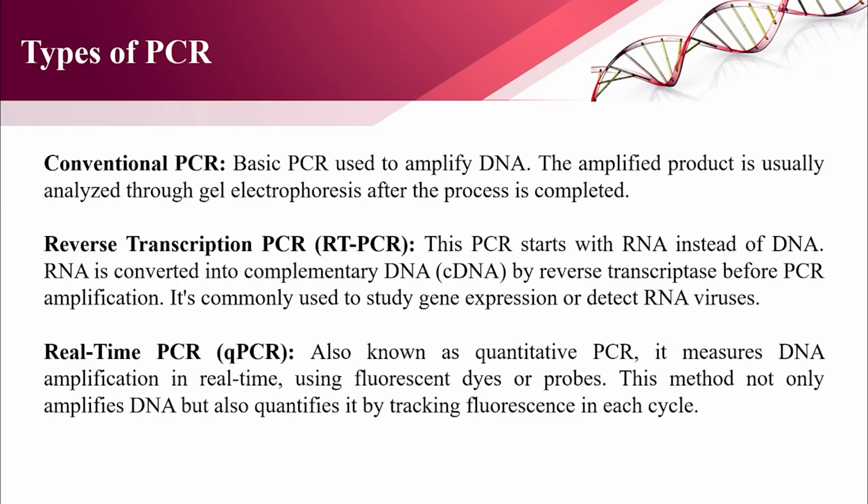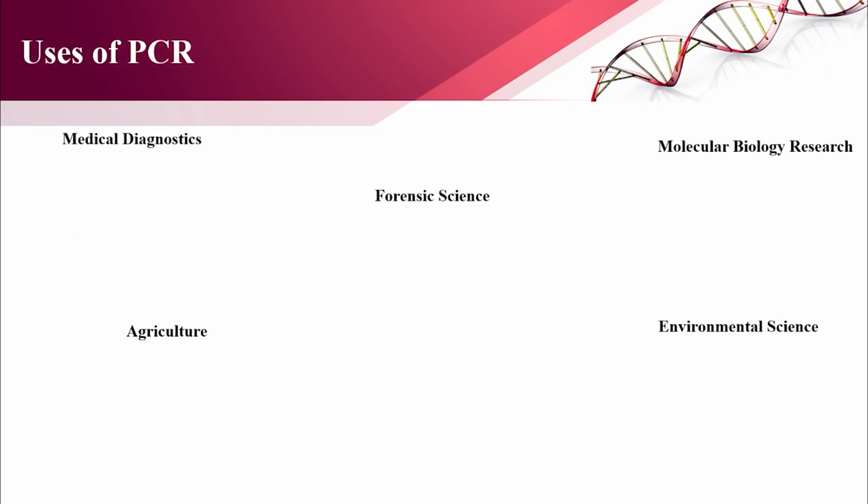This PCR starts with RNA instead of DNA, and RNA is converted into complementary DNA, cDNA, by reverse transcriptase before PCR amplification. It's commonly used to study gene expression or detect RNA viruses. The third one is the real-time PCR, which is called qPCR or quantitative PCR, to measure DNA amplification in real time. That's why it's called real time, using fluorescence dye or probes. This method not only amplifies DNA but also quantifies it by tracking fluorescence in each cycle.